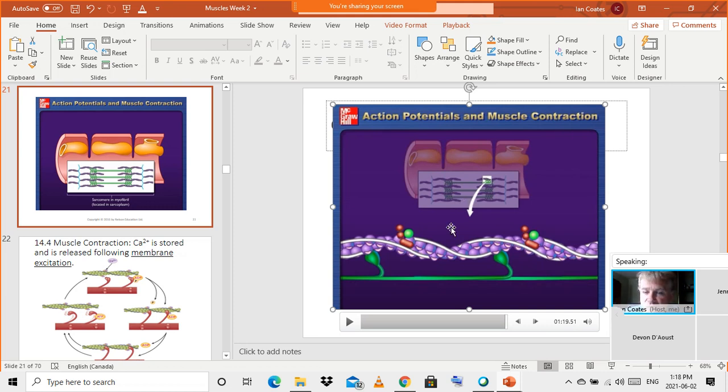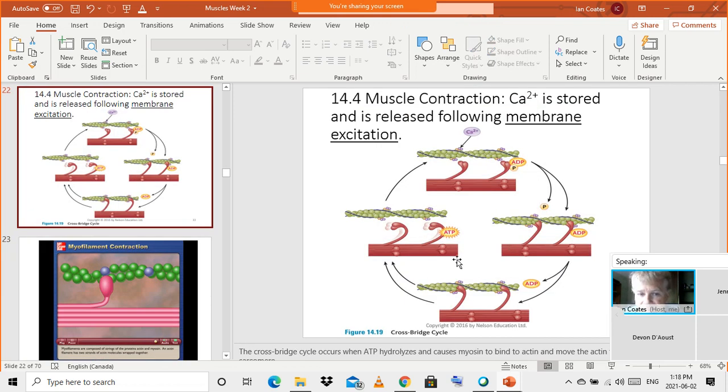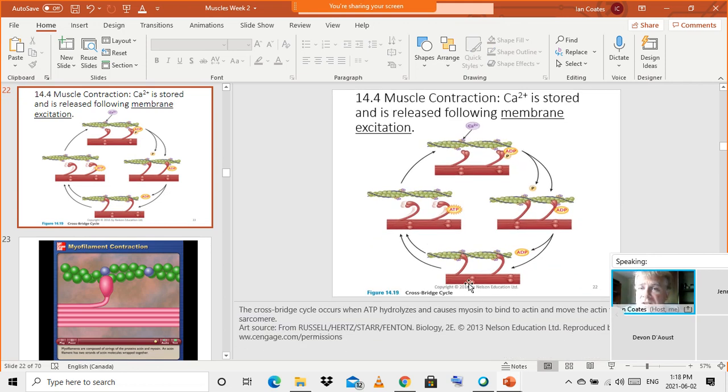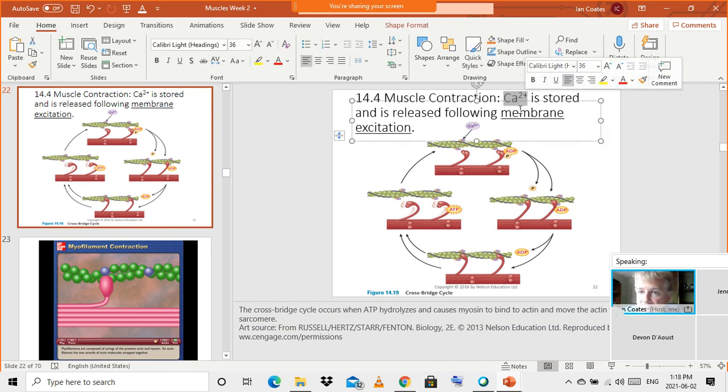It goes right onto the thin filaments, which then allows the thick filaments to move, and therefore now we have a contraction. That's basically it in a nutshell. Okay, you can see it kind of here. So we call this cross bridging. So for muscle contraction, the calcium ions are stored, and then they are released following this membrane excitation. And that's what we're going for.